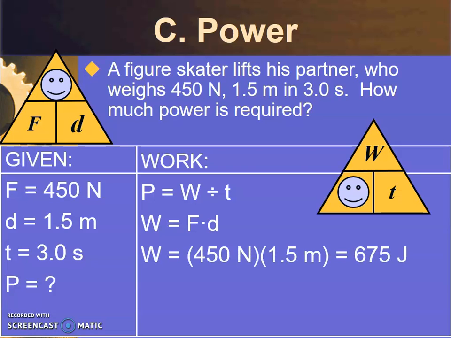Okay, so we'll start by saying work equals force, 450, times distance, which is 1.5 meters. Okay, that's going to give us 675 joules. Now we can take this and plug into our equation for the W, which is 675 divided by time, which is 3 seconds. And we get our power, which is 225 watts.